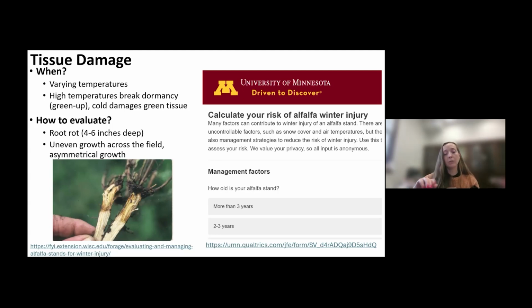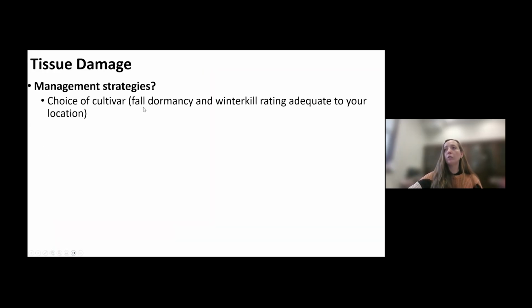So if there are areas where the alfalfa is not growing, or if the alfalfa plant itself is growing at an angle, that tends to indicate some level of winter kill via tissue damage. If you need to calculate your risk for alfalfa winter injury, there's a really cool dynamic tool from the University of Minnesota that you can check out. The link will be made available in the chat and later also from the recording.